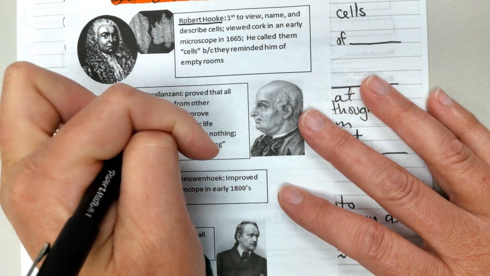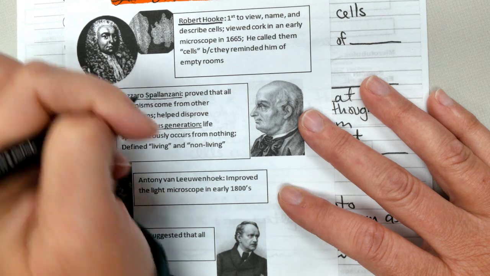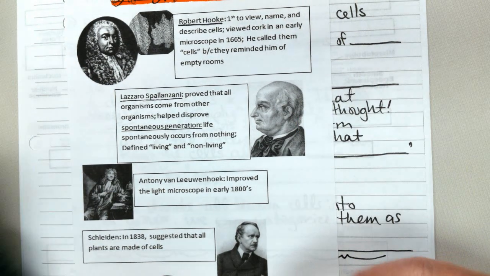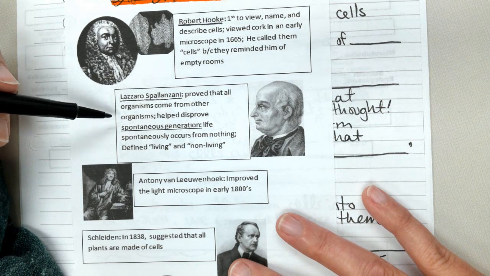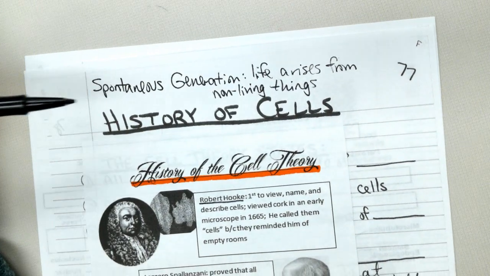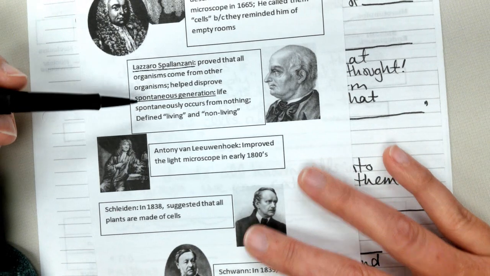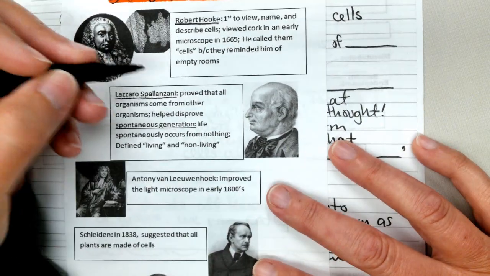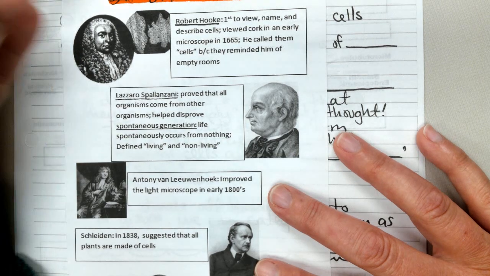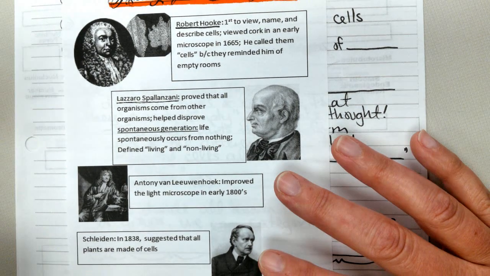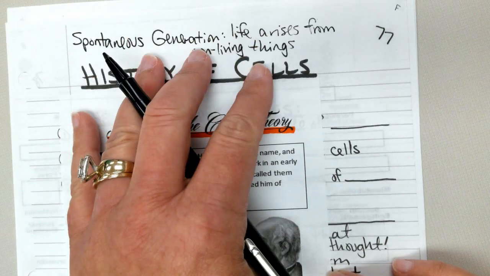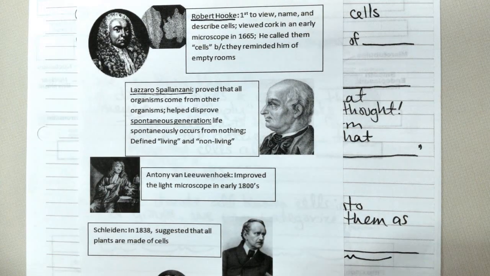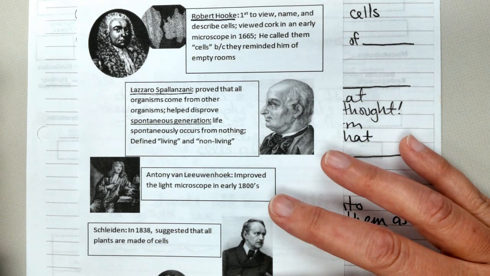I hate to even say these guys' names because I know I'm saying them wrong. Lazzaro Spallanzani, that's the Texas way of saying that, proved that organisms come from other organisms. He disproved spontaneous generation. He said, you know what? Life is not just coming out of nowhere. It's coming from something that was previously living. So that was a huge thing, because that got rid of saying, hey, that fly just appeared out of nothing.